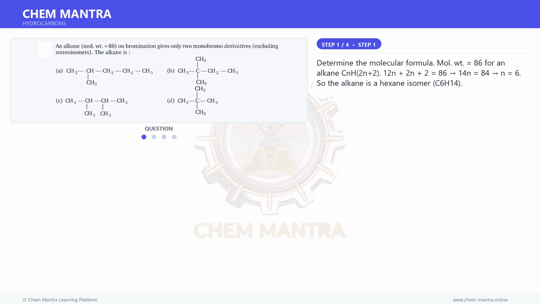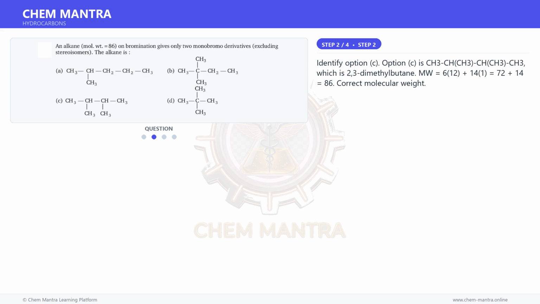Determine the molecular formula. Mol. Wt. is equal to 86 for an alkane CnH2n+2. 12n plus 2n plus 2 is equal to 86, 14n is equal to 84, n is equal to 6. So the alkane is a hexane isomer, C6H14. Moving on to the next step.